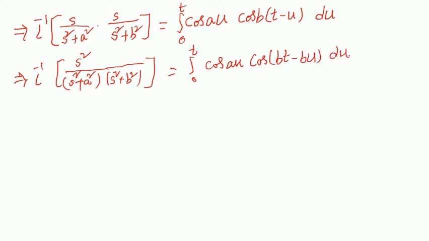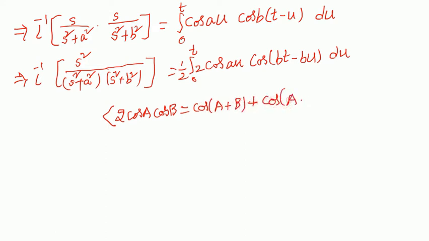into du. Now this is in the form of cos a cos b, na, just I can multiply and divide by 2. Now it is in the form of 2 cos a cos b. So we know one formula: 2 cos a cos b can be written as cos of a plus b plus cos of a minus b, right?